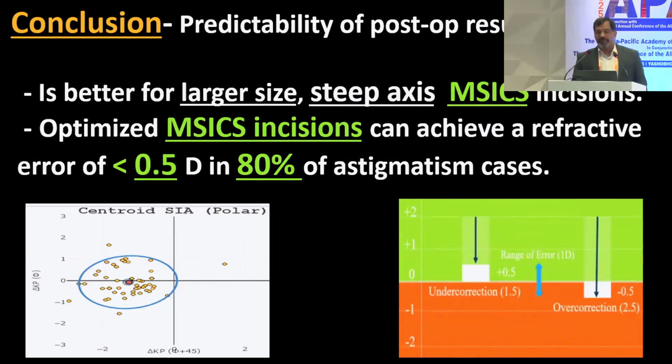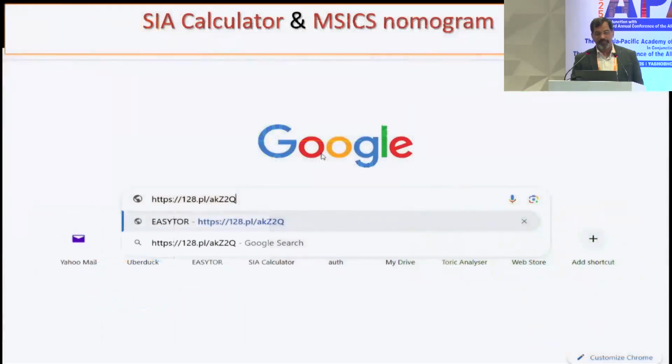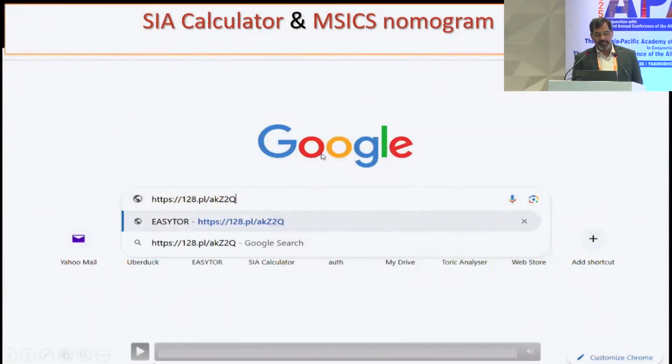What was the conclusion? We have seen that some people are saying in phaco, sometimes there is steepening, sometimes there is flattening. We can't predict the SIA, how much will be there. So what conclusion have we drawn? That predictability of post-operative result in MSICS incision or larger incision is better if they are taken exactly on the steep axis and incision size is larger. So in this case of 3.5 mm, in 80% of cases, we got the post-operative correction within the range of 0.5 diopter. So this is our calculator.